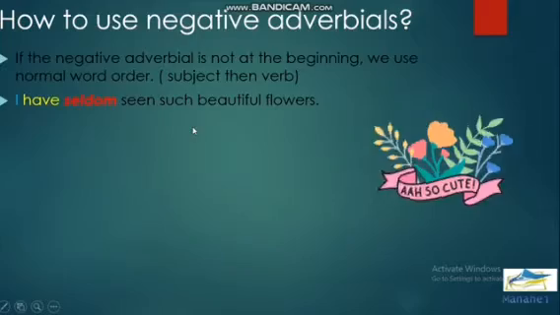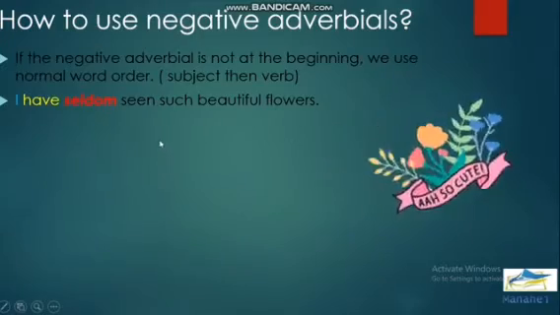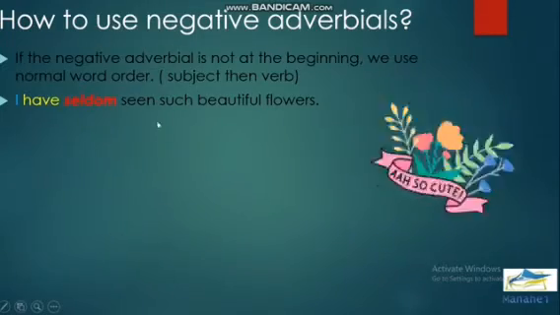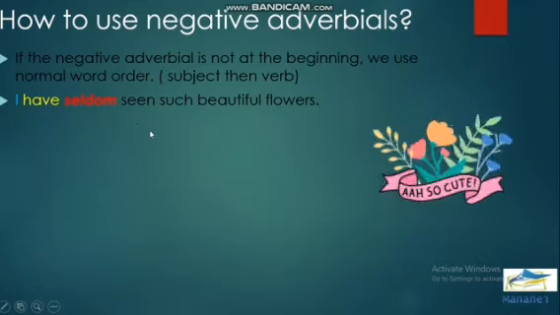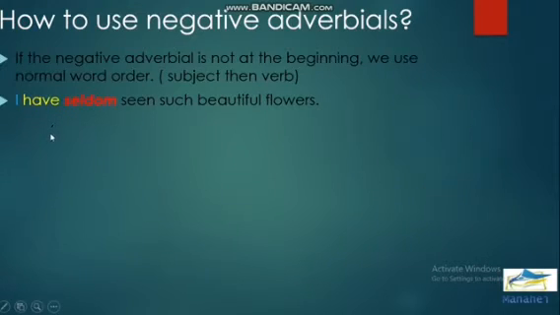I have seldom seen such beautiful flowers. Seldom is the negative adverbial. It's not at the beginning of the sentence, so I start with the subject I. Then I write the verb have, so it's a helping verb or an auxiliary verb, and then I write the negative adverbial, then the main verb seen and the rest of the sentence.